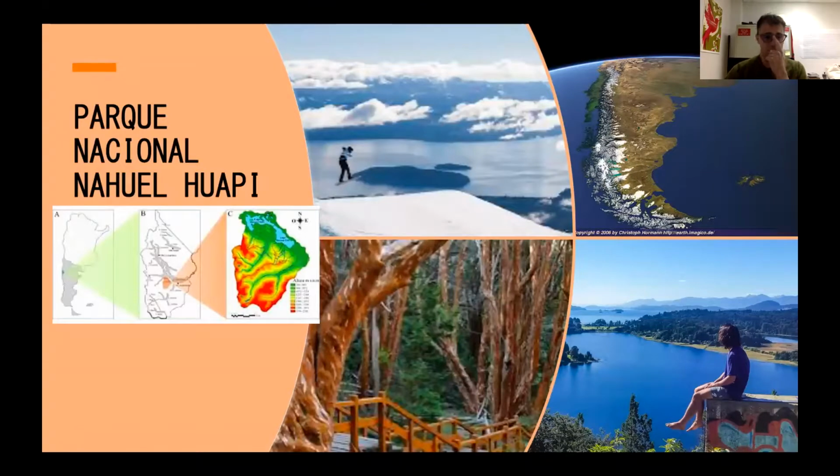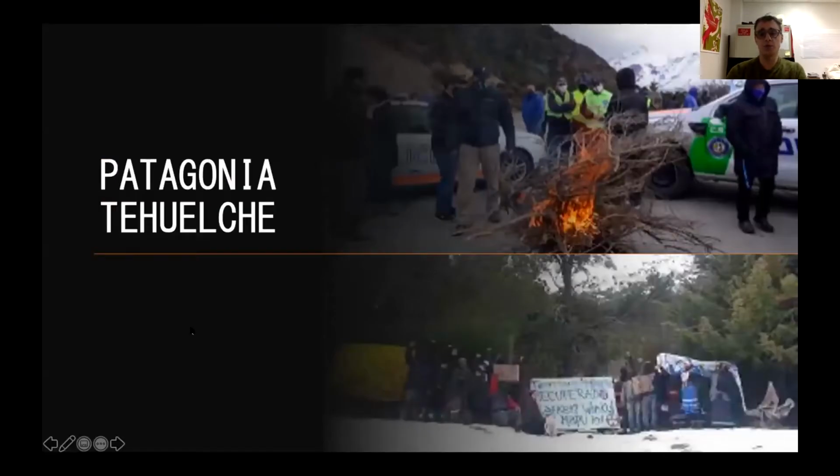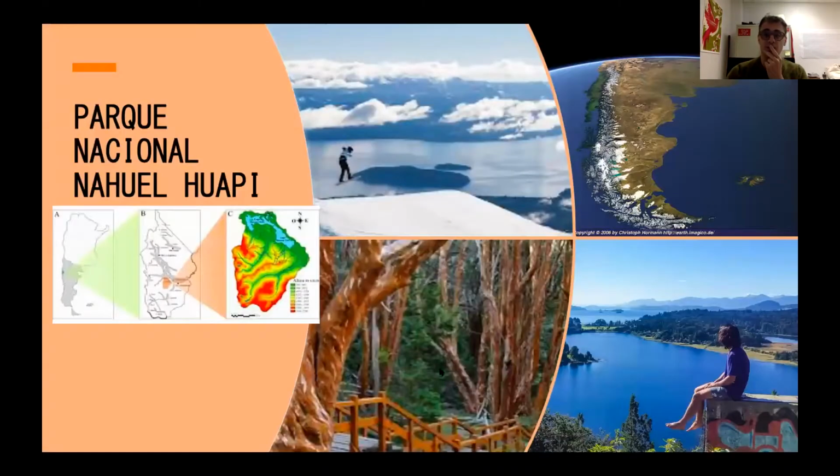Another very important struggle that we have right now is in the Parque Nacional Nahuel Huapi, the national park in the place where I was born. There are problems with the Mapuches. Mapuche people are occupying land, and white people in Argentina are against this. Why are they against it? Because they sustain the idea that actually Patagonia was occupied by Tehuelches and not by Mapuches.